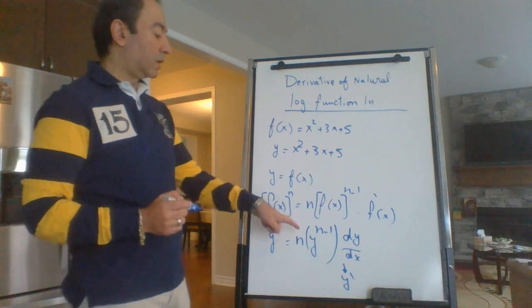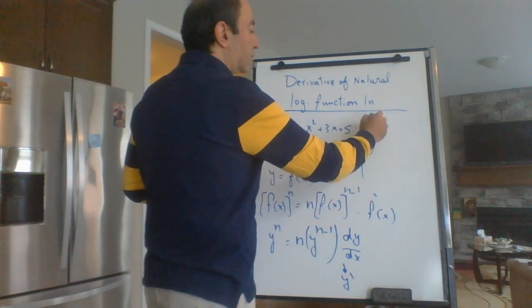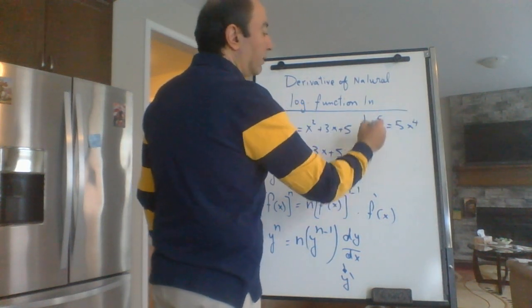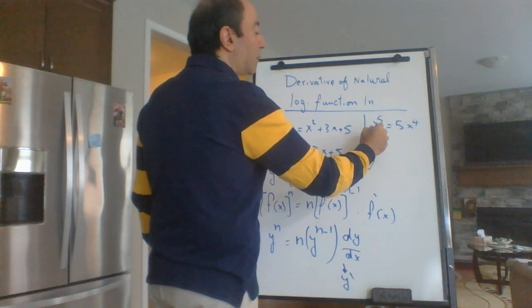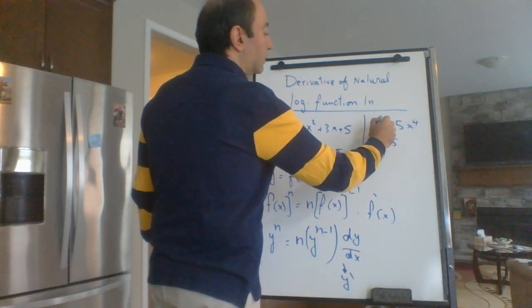But don't forget, it is not like x. For example, if I want to find the derivative of x to the power of 5, that's 5x to the power of 4. But if I want to find the derivative of y to the power of 5, this will be 5y to the power of 4 times y prime.